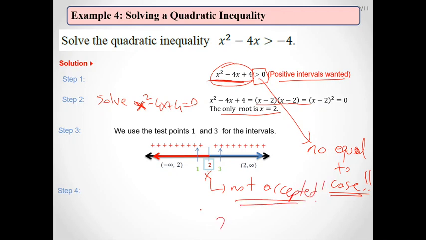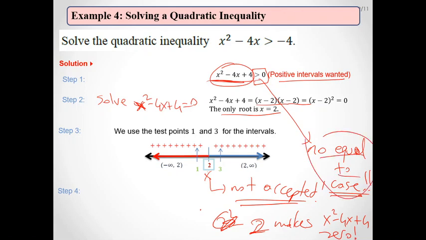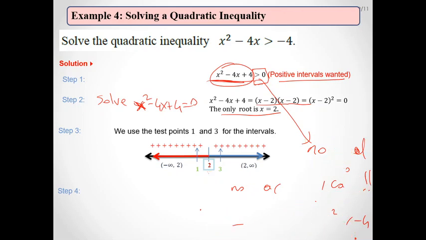Because when you put 2, it makes x squared minus 4x plus 4 equal to 0. So this equal to case is not wanted because we don't want equal to 0. We just find the positive intervals. So we take all positives, but not the 0 value. Okay.